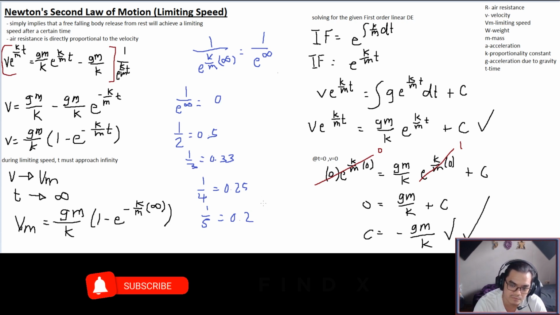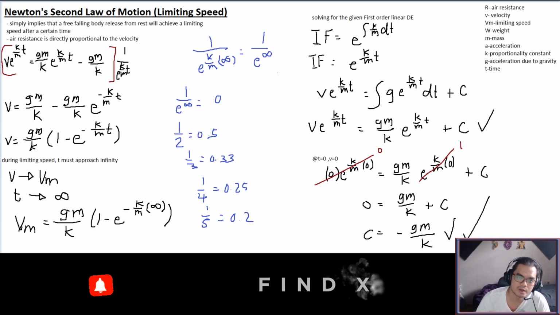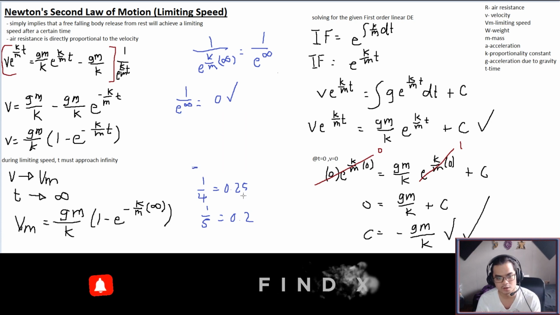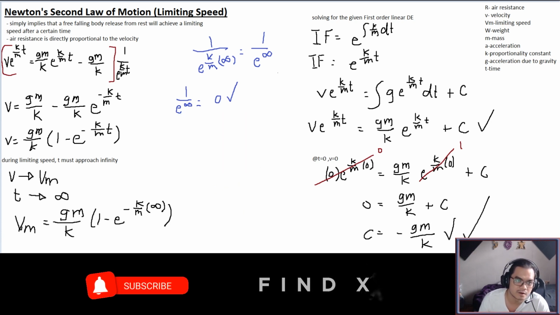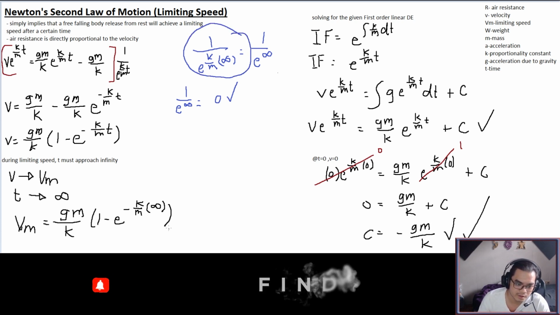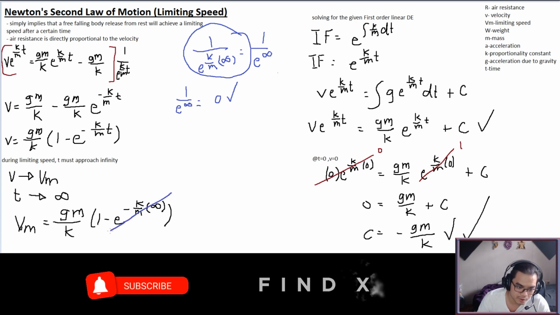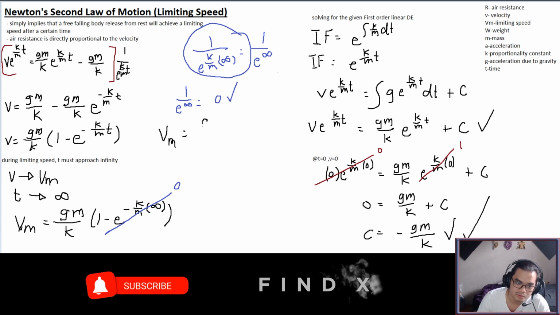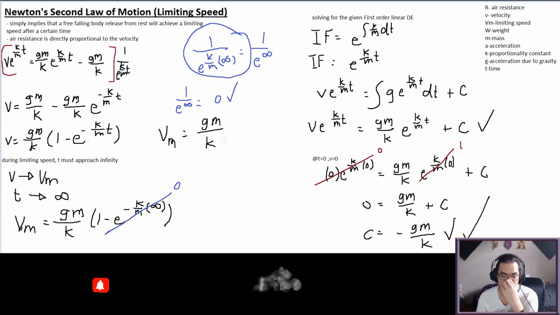Therefore, if I make the denominator a very large number, it will soon approach 0. That's why I can say that this one, 1 over a very large number, is also equal to 0. Okay, so I hope this one is clear. Therefore, if this factor is also equal to 0, I can say that this part is also equal to 0. Therefore, we are left with the limiting speed being just equal to gm over k. So that will be your limiting speed.